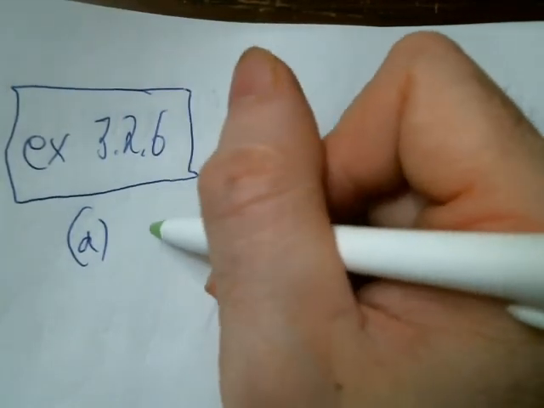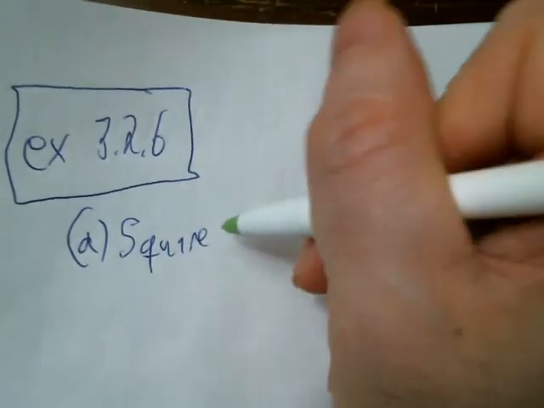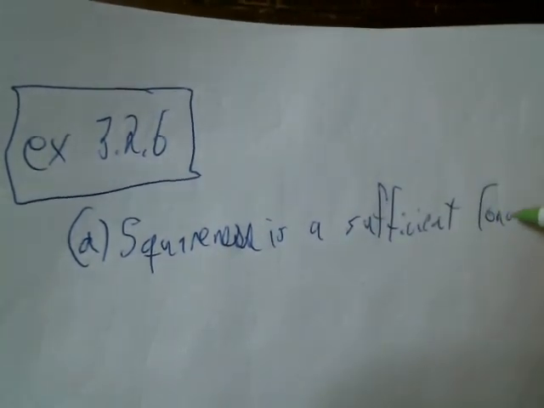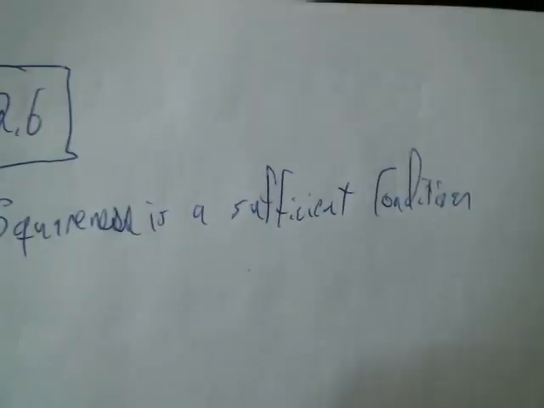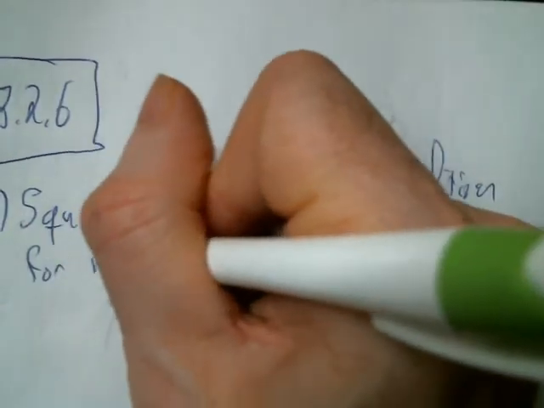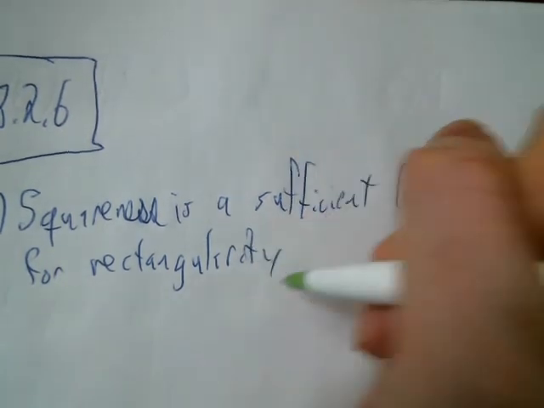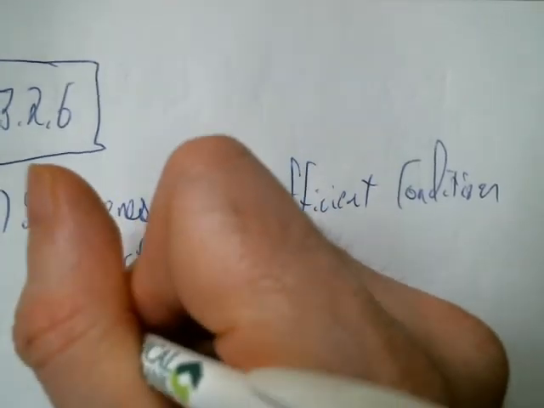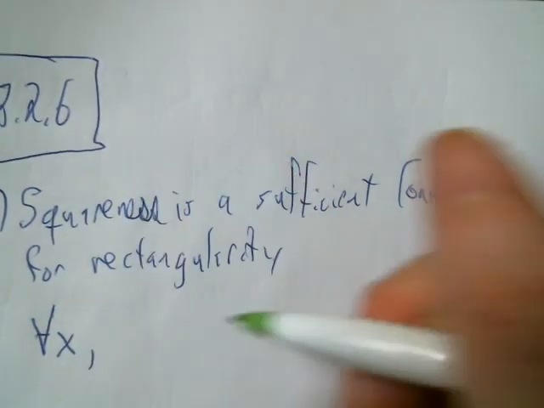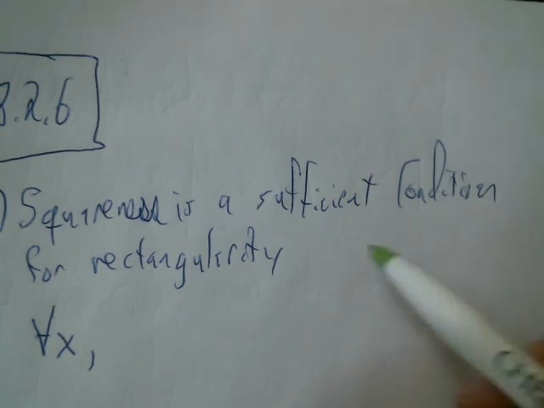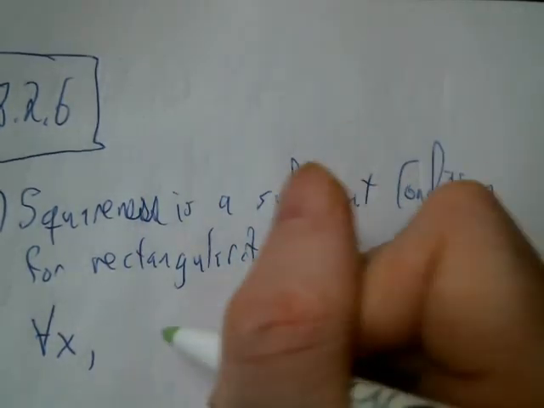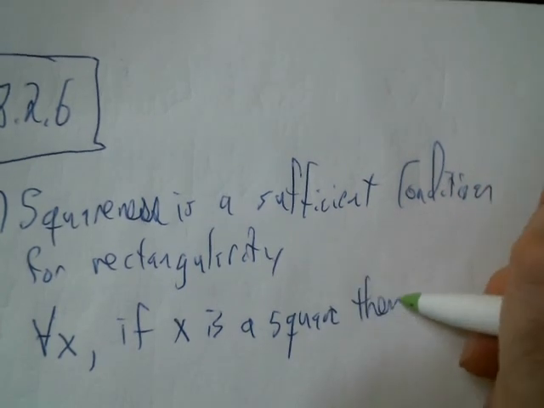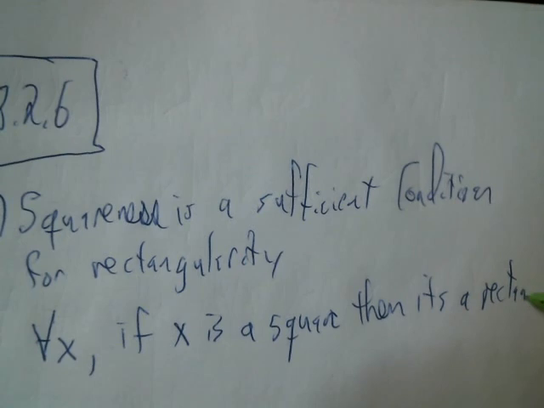So part A, squareness is a sufficient condition for rectangularity. Okay, so I would say you got to translate that into a for all. Sounds like a for all statement, right? So for all objects X, and then sufficient condition is an if then in the forward direction. So if X is a square, then it's a rectangle.